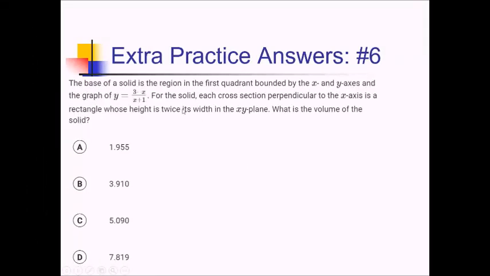For this problem, the base of a solid is the region in the first quadrant bounded by the x and y axis and the graph of (3 minus x) over (x plus 1). For the solid here, each cross-section perpendicular to the x-axis is a rectangle with a height twice the width. We want the volume of the solid. Well, let me start by just graphing this function to see what my base region looks like.